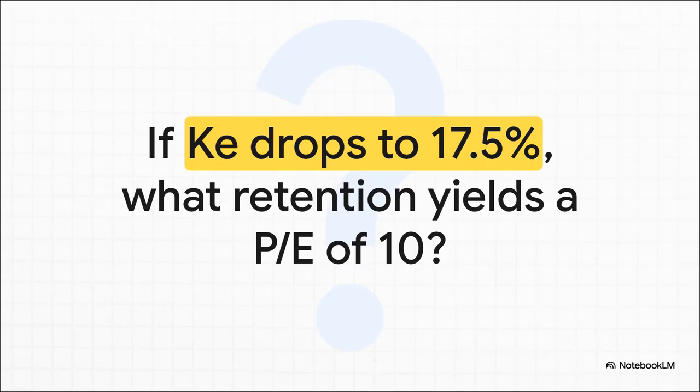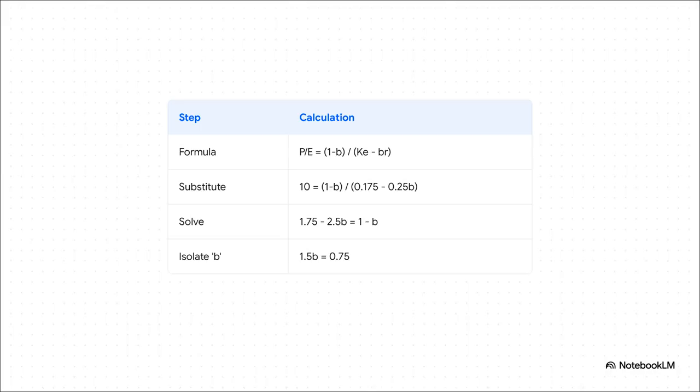Okay, one last scenario to really lock this in. Let's throw in a curveball. The market conditions have changed a bit, and investors are now only demanding a return, or K, of 17.5%. With this new, lower expectation, what retention ratio would the company need to hit a PE of 10? You know the drill by now.